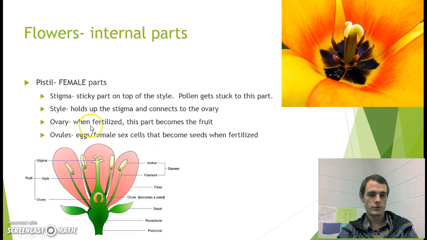Then the ovary, when fertilized, becomes the fruit. So think of an apple. Inside that apple you have seeds. And when you eat an apple, you're eating a developed ovary of a plant.